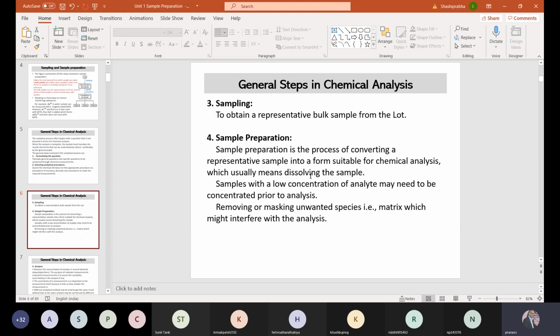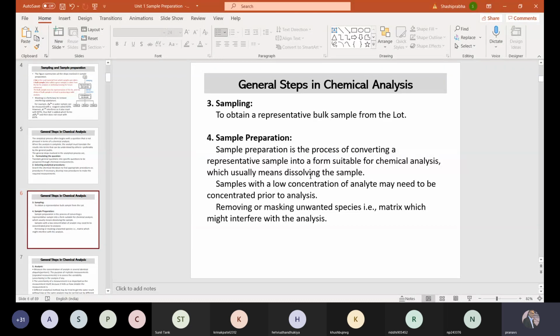So you need to have a suitable sample preparation technique as well which will help you in removing the interference of C, D, for example, or mask their interference if you are unable to remove that from the sample. Of course, you need to make it homogeneous before you do your sample preparation, etc.